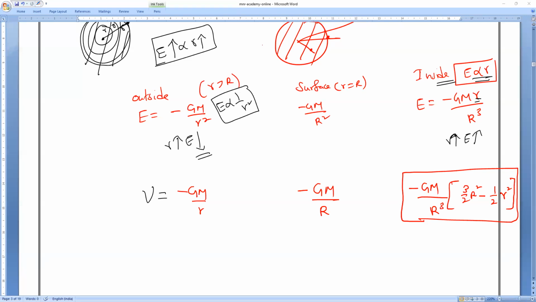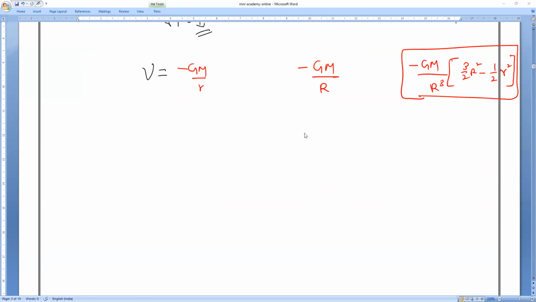Shall we start, everybody? If you find the outside and on the surface, it is very easy because small r is equal to capital R; just replace r with capital R and you will get the value on the surface. Am I right? But inside you have to be very careful. Now let us see that first. Let us find the outside, how much it is: minus GM by r.